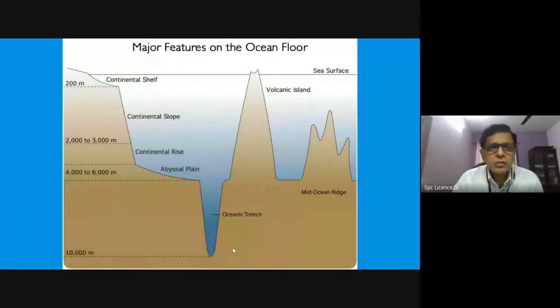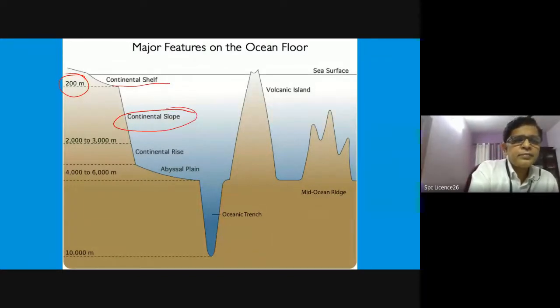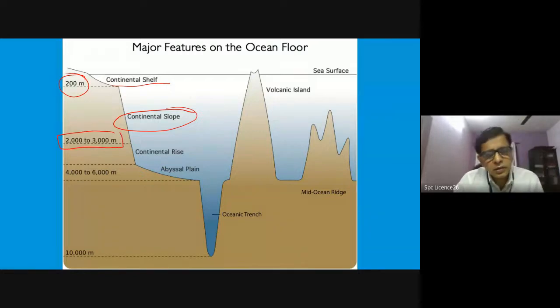This is more a diagrammatic picture, certainly not to scale, but what we can match here is the depths, down to around minus 200 meters. You're going to have the continental shelf. Then you have the continental slope, where the slope drops from 2,000 to 3,000 meters. And then you have the continental rise.